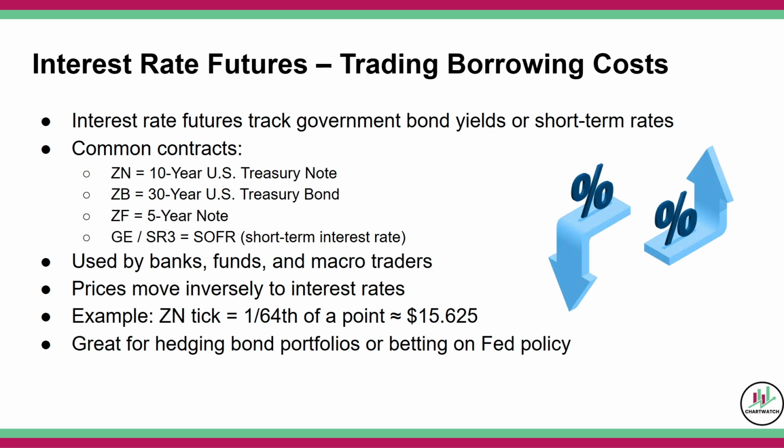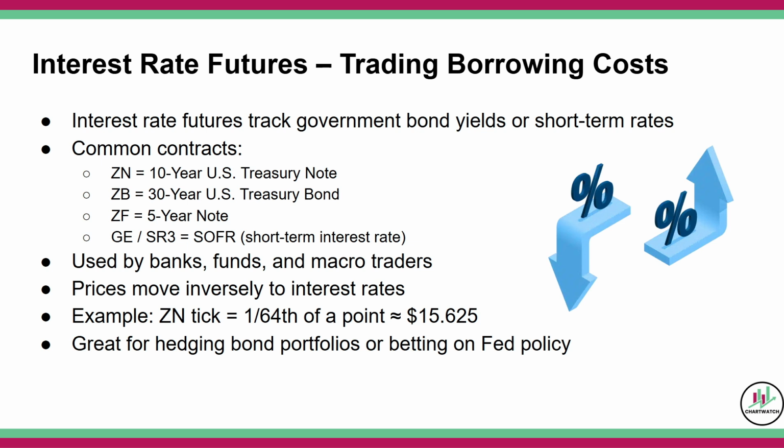The most common interest rate futures include ZN, which is a 10-year Treasury note. You've got ZB, which is a 30-year Treasury bond. You have ZF, which is a 5-year note. You have GE or SR3, which is futures tied to short-term interest rates like the SOFR, the secured overnight financing rate, which has replaced LIBOR. But you guys don't really need to know that. It's okay. So there are some things that are unique.